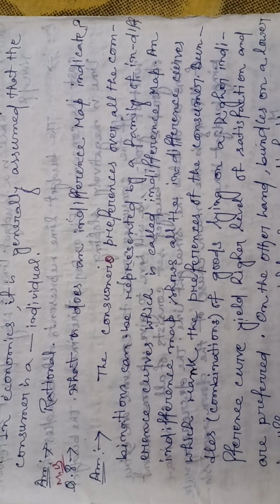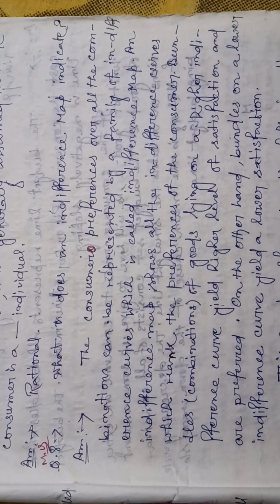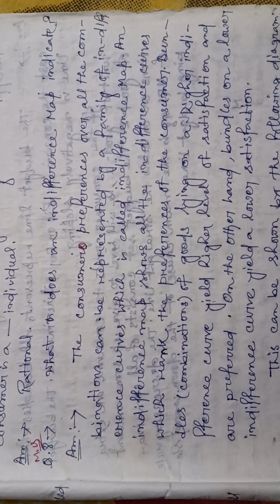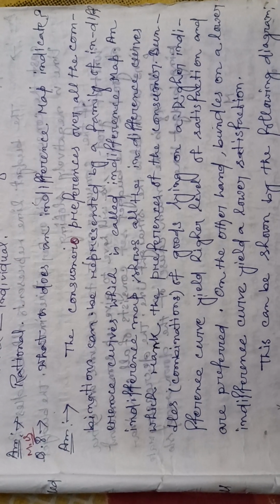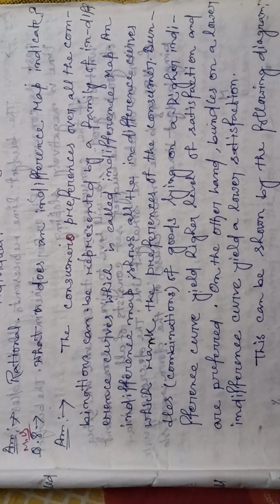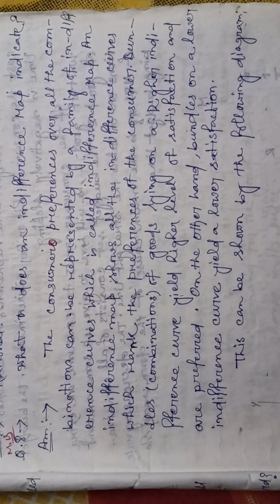What does an indifference map indicate? The consumer preferences over all the combinations can be represented by a family of indifference curves, which is called an indifference map. An indifference map shows all the indifference curves which rank the preferences of the consumer. Bundles of goods lying on a higher indifference curve yield a higher level of satisfaction and are preferred. On the other hand, bundles on a lower indifference curve yield a lower satisfaction. This can be shown by the following diagram.